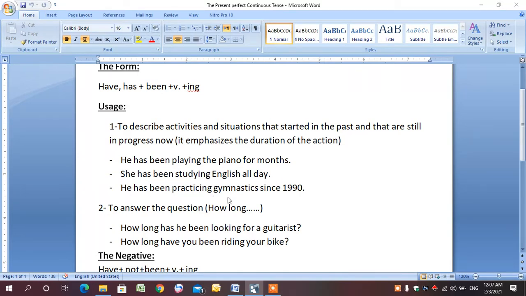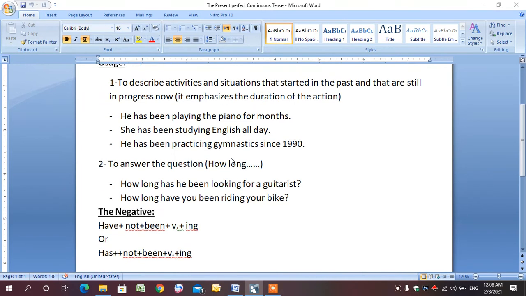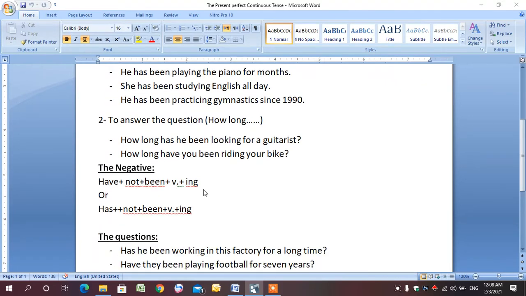He has been practicing gymnastics since 1990. So as you see from the examples, we are using for and since as guiding words for the present perfect continuous tense. Also, we use the present perfect continuous tense to answer the questions of how long. So, how long has he been looking for a guitarist? Or how long have you been riding your bike? So, again, I am asking about the duration of the action.